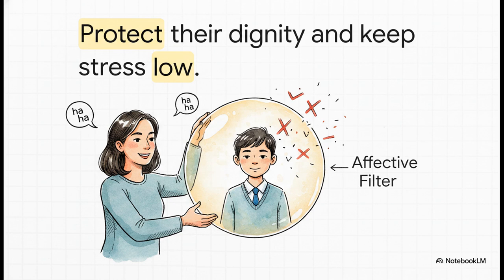The absolute most important rule of the ideal teacher is to protect a student's dignity, period. If you publicly correct them or make a huge scene out of it, their stress levels skyrocket, their affective filter goes way up, and chances are they will never ever speak in your class again. Instead, you casually validate their attempt, keep the stress super low, and then you address the negative behavior of those other students privately later on.